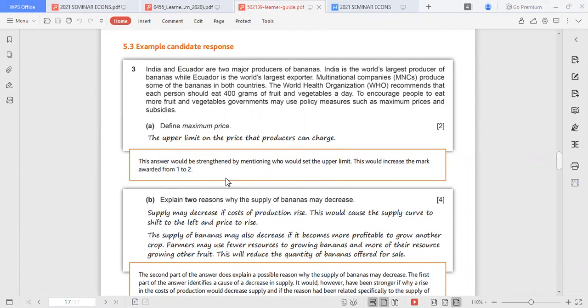You get it? If you just give one line without giving examples or explaining how exactly maximum price can be defined, you will only gain 1 mark out of 2. So you need to really write it down on the maximum price, together with the explanation or examples. That is how you will earn your 2 marks.